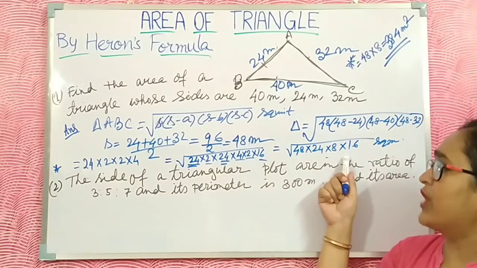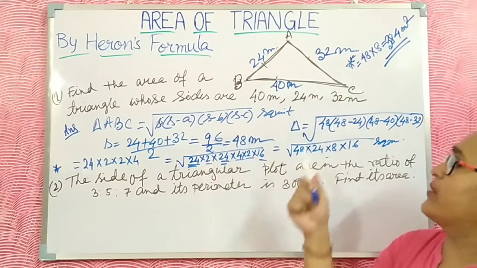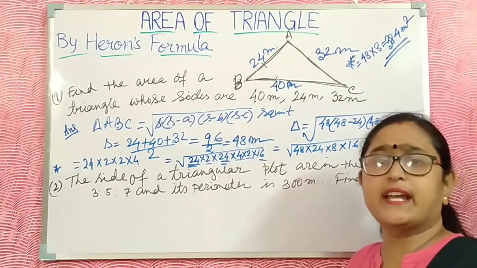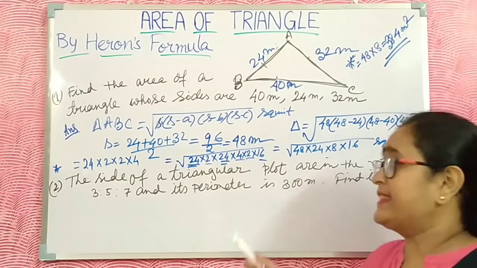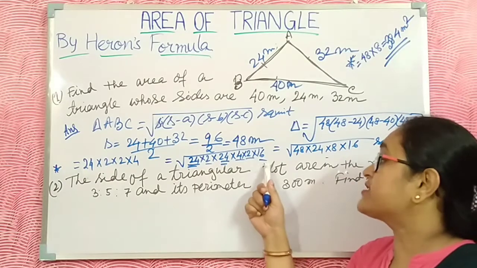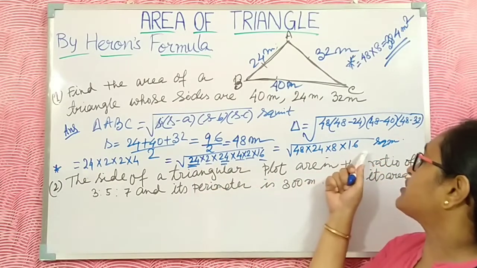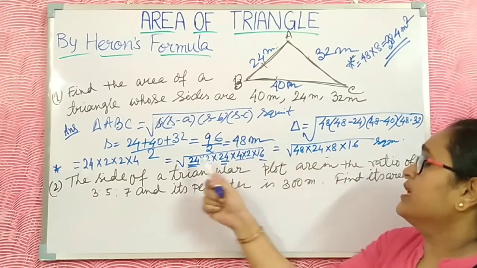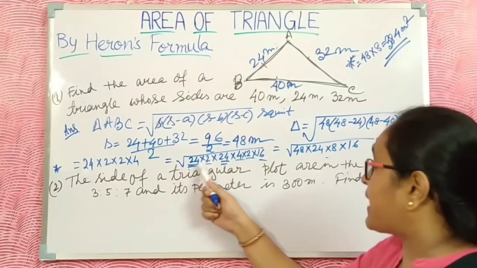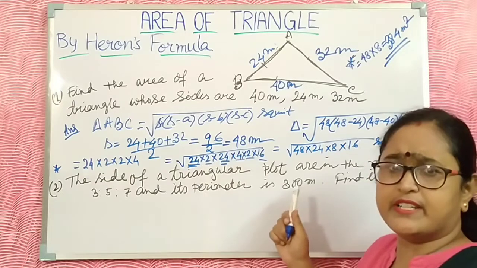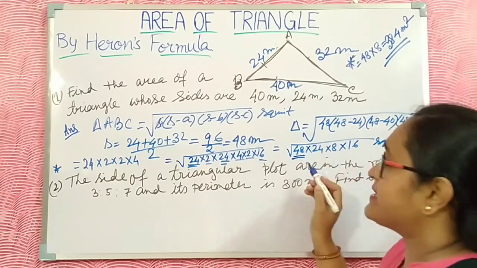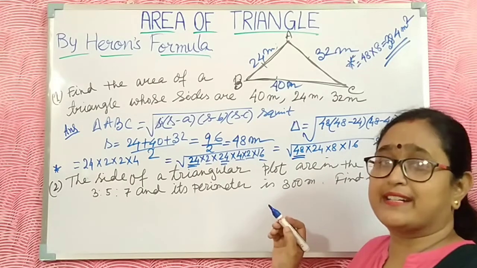Using Heron's formula, just find the area of the triangle like this process. Heron's formula is easy, all are easy. The main thing is how to do the square root. This is very important. You just divide these numbers by factors, not prime factorization. You just divide 48 into 2 factors.